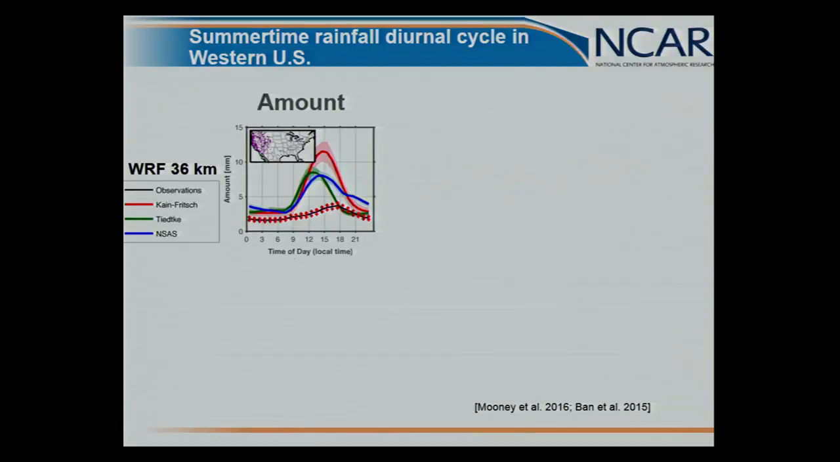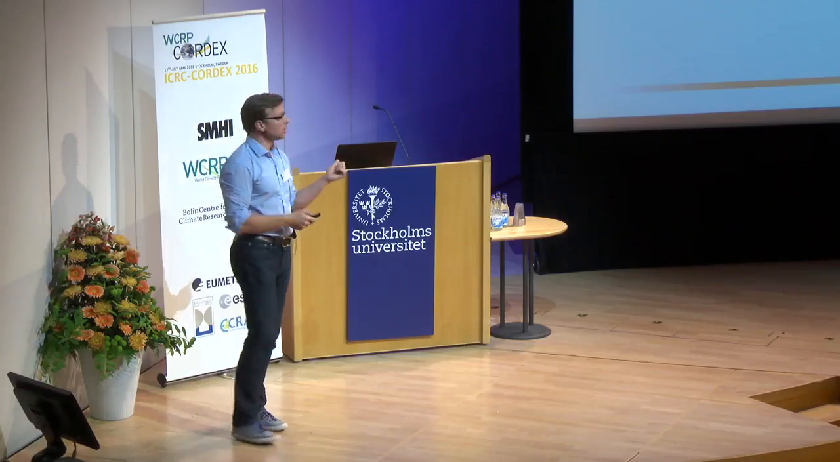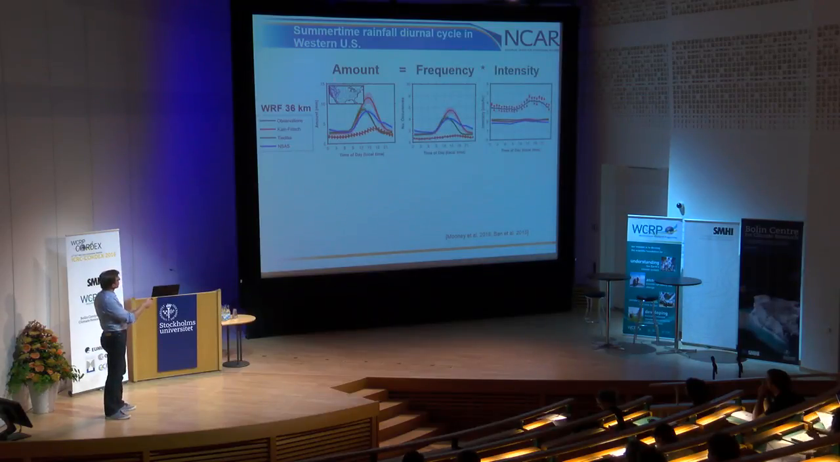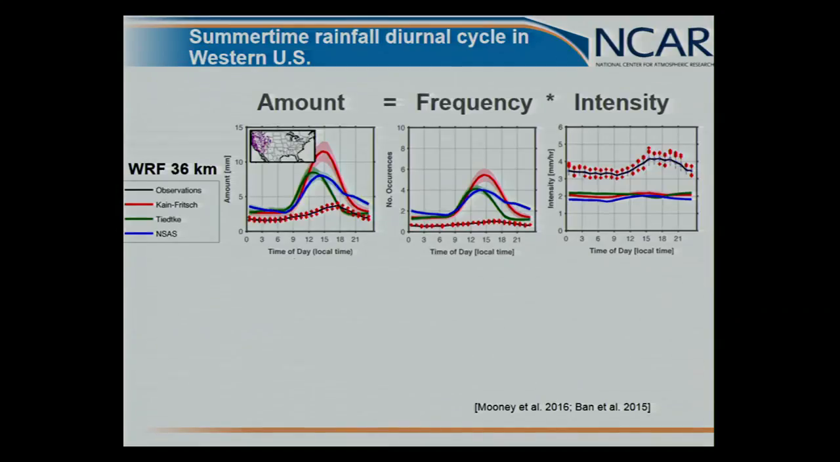So basically what you see is the red, the green, and the blue are different convective schemes, but no matter which parameterization you use, you never get close to the observation, so you're always wrong. If you look at a little bit more detail, you can split this up. The amount of precipitation is the frequency times the intensity. You directly see that you heavily overestimate the frequency of precipitation and underestimate the intensity. So it's just raining all the time a little bit.